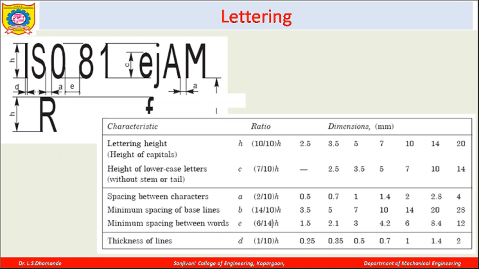In the other case, instead of 1 by 14, it is 1 by 10, and the table is prepared for that here. You can see that if the thickness of the line is 1 mm, the height of the capital letter will be 10 mm, so it is 1 by 10. That proportion is used here for drawing this lettering.